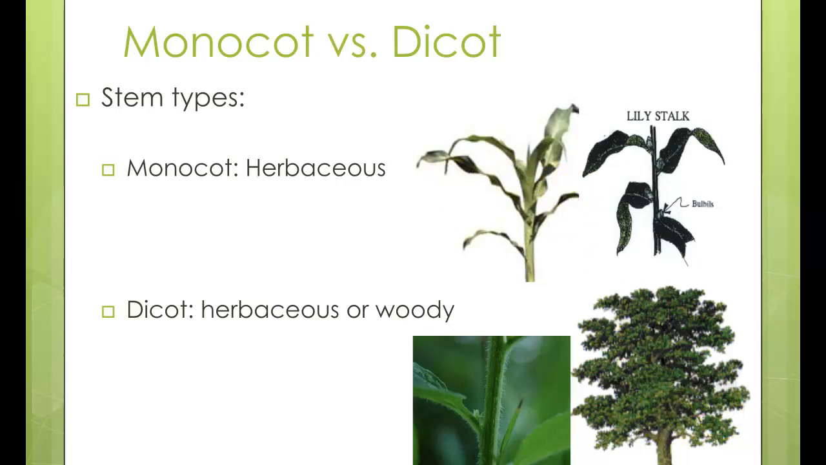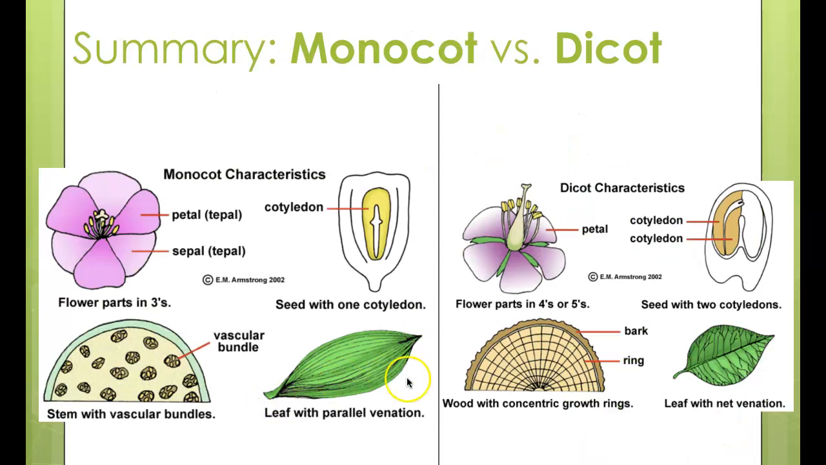Your other example they have is basically a tree. Remember, they listed an oak tree as one of their examples. Obviously, a big, thick, heavy stem involved there. All right, this is just showing you in summary a nice visual of all these components together. So you have the characteristics of monocot on the left, on the right you have dicot.